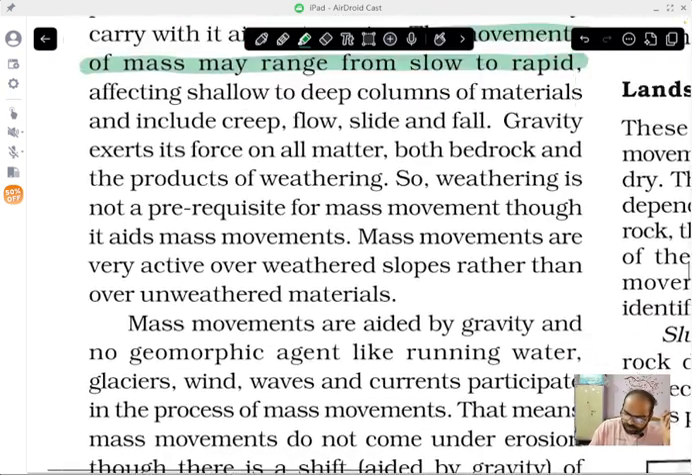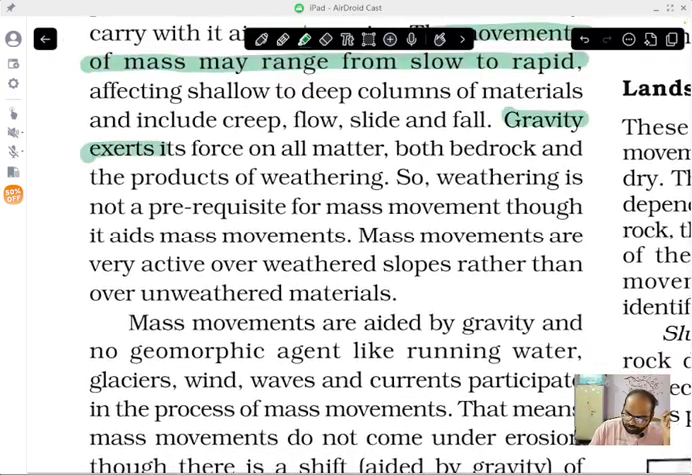Gravity exerts its force on all matter, both bedrock and the products of weathering. Bedrock is rock that is not weathered. A bedrock does not undergo any exogenic process. That is fresh rock or parent rock. Okay, different terms for that. So bedrock is nothing but a rock which did not undergo any exogenic process.